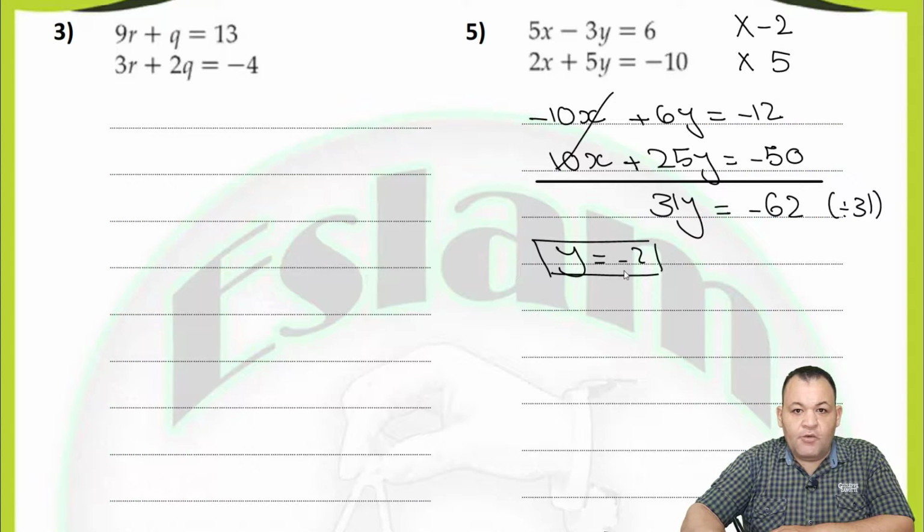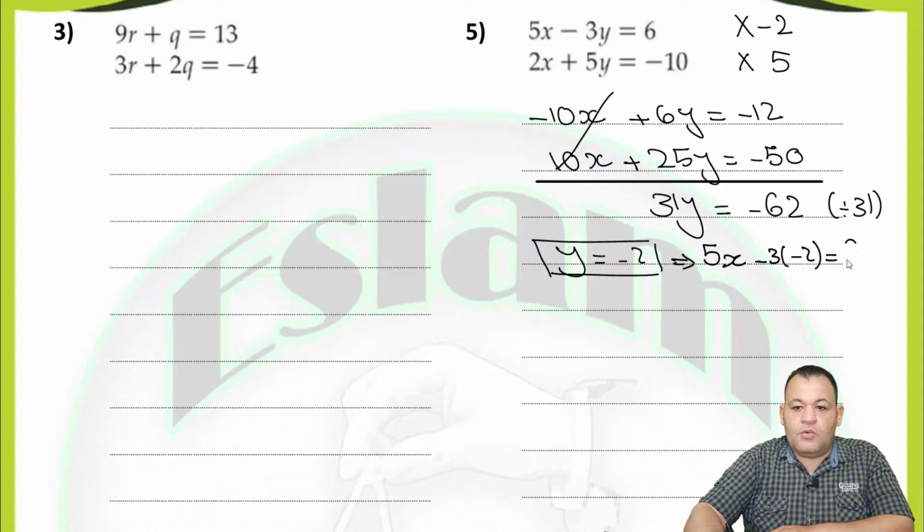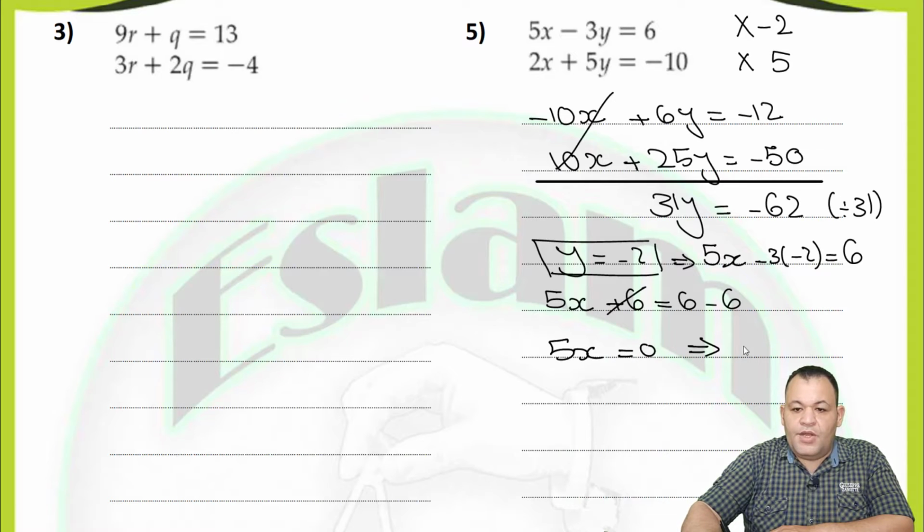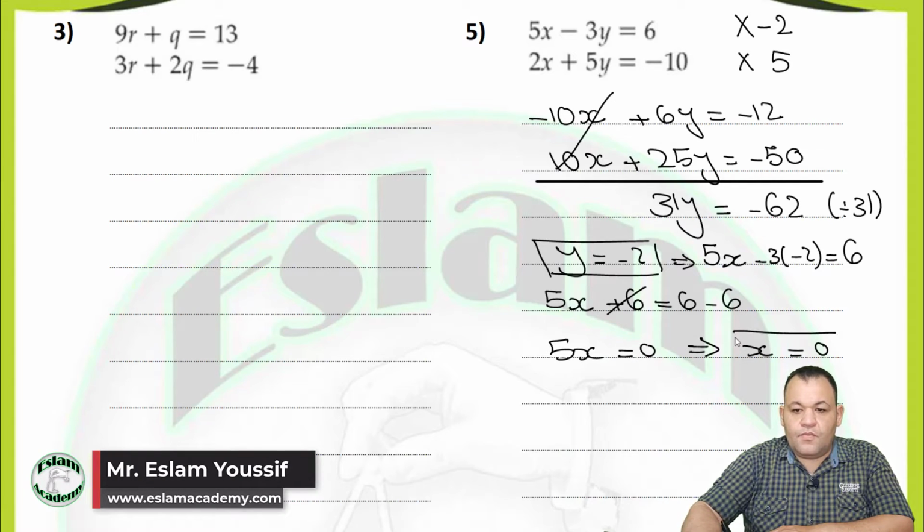After finding the value of y, you can use one of the two equations to find the value of x. Suppose that I will choose the first one. So we have 5x minus 3 multiplied by negative 2 equals 6. Then we can say 5x, negative 3 times negative 2 equals positive 6, equals 6. By subtracting 6, now we have 5x equal to 0. Then x is equal to 0. After finding the value of x, we can say that the solution will be 0 and negative 2.